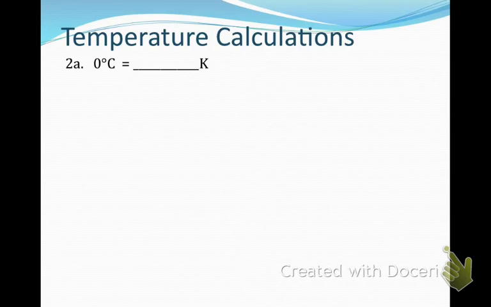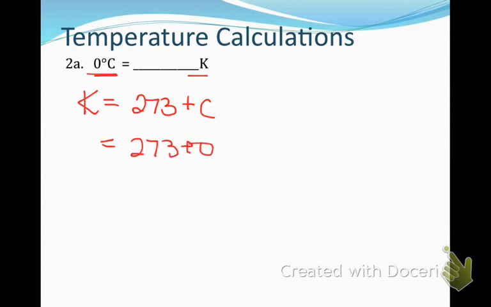So I have 0 degrees Celsius. I want to figure out what the Kelvin is. And hey, we kind of already did this before, haven't we? 273 plus degrees Celsius is equal to Kelvin. So 273 plus 0 means that K is equal to 273. Okay, so I'll put that right in there.